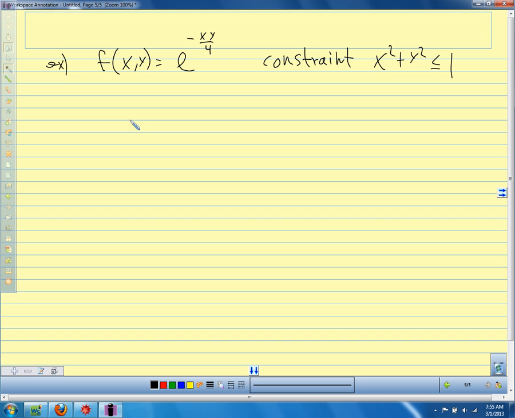So we have two things that we have to do here. Because we have this less than or equal sign, our problem really has two parts. We want to optimize f on the constraint where x squared plus y squared equals 1, and we also need to look at the interior of the region where x squared plus y squared is less than 1. So we have two distinct problems: on the constraint, x squared plus y squared equals 1, and on the interior. So let's look at the boundary first, the boundary of the constraint.